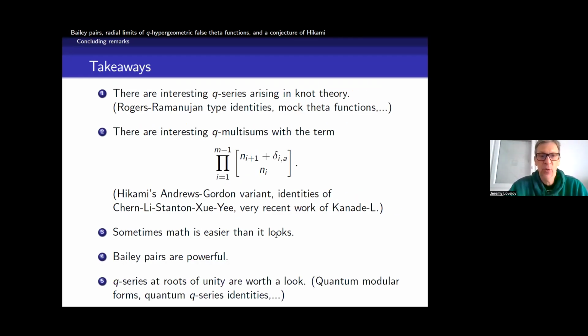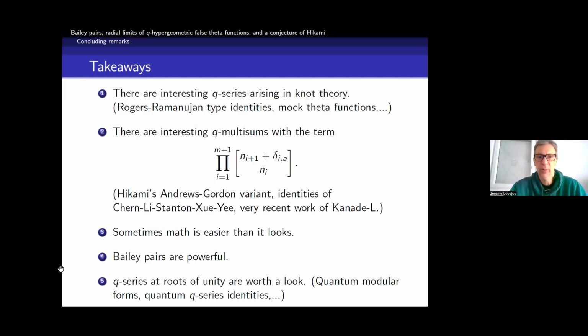The last takeaway is that q-series at roots of unity are worth a look. And so I talked at the end of the second part today about applications at roots of unity. And this is something that I'm also interested in, q-series at roots of unity. So you obtain sometimes things, I didn't talk about these in the talk today, called quantum modular forms. So these are modular forms that are not defined, or not necessarily defined, inside the unit disk, but they have some modularity property as functions at roots of unity. And you can also look at just q-series without thinking of modular forms.